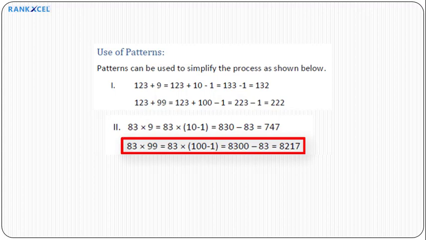83 times 99 equals 83 times 100 minus 83 equals 8,300 minus 83 equals 8,217.